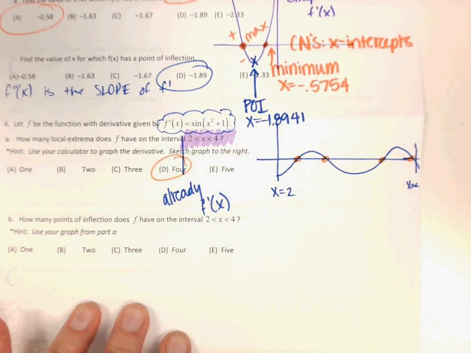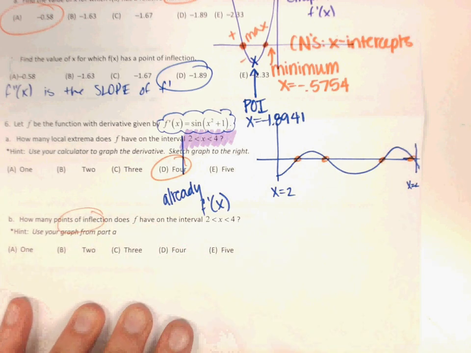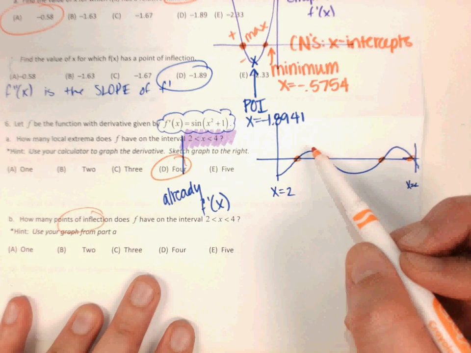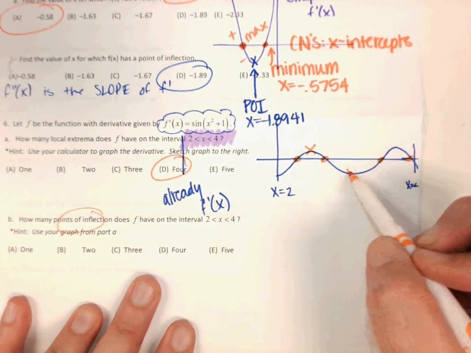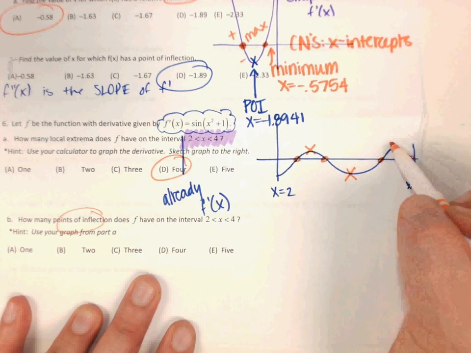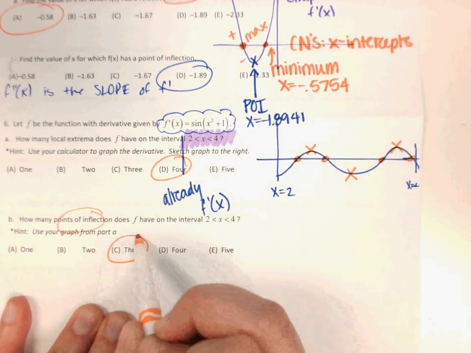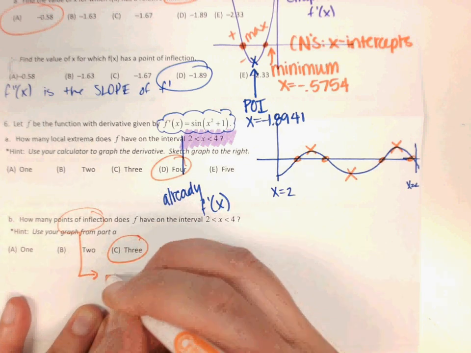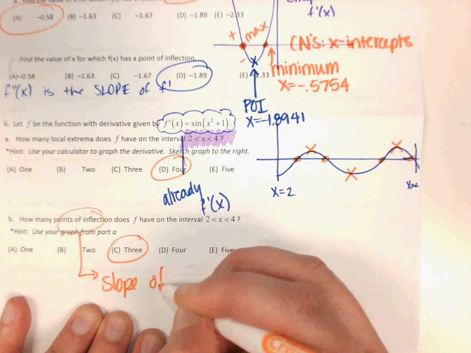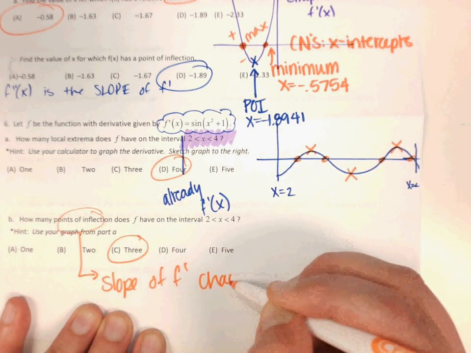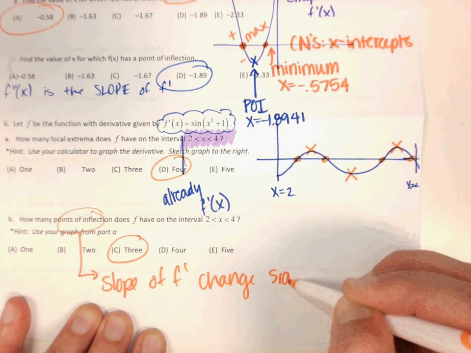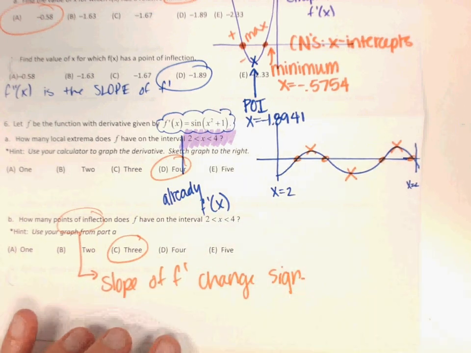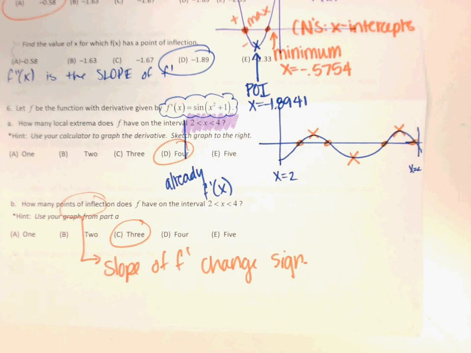How many points of inflection will it have? 1, 2, 3. Because remember, for a point of inflection, you want the slope of f prime to change sign. Okay? Alright, good luck. Bring your notes. You do get to use your notes tomorrow. You can do it. Tutoring after school if you need help.